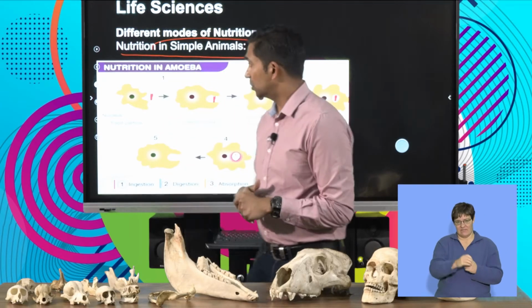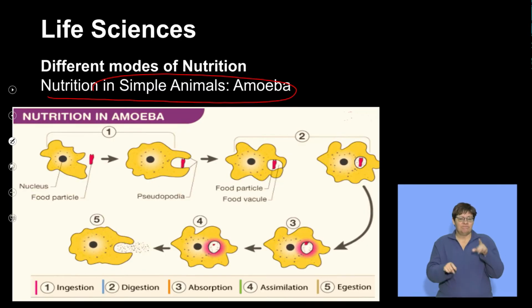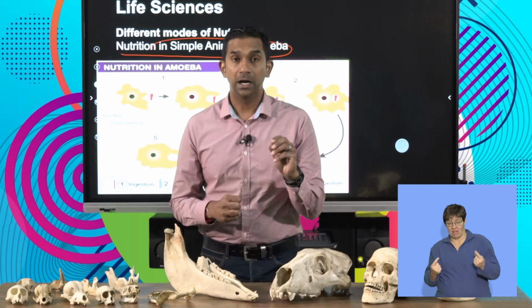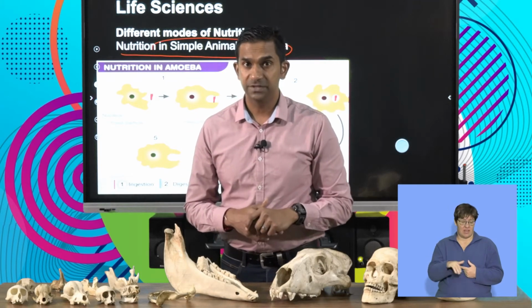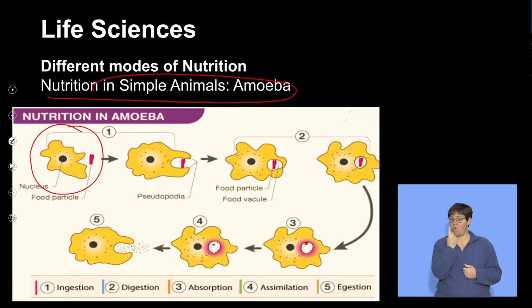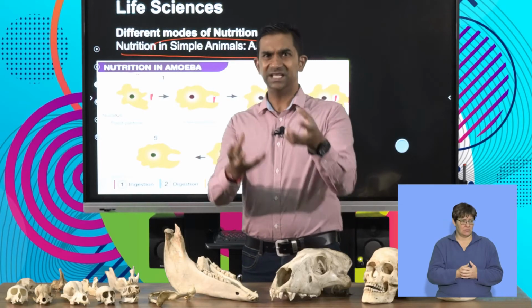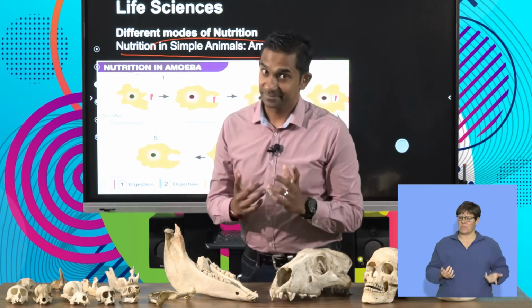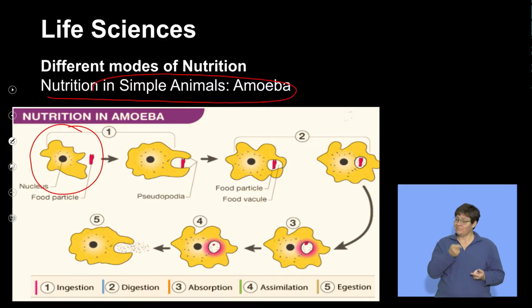And so if we talk about simple organisms like amoebas or even some invertebrates, how do they access food? When we look at an amoeba, we know that it is a unicellular organism and that it does not have a mouth. So how does it ingest food? Guys, amoebas are quite unique in their ability to adapt to their environment.